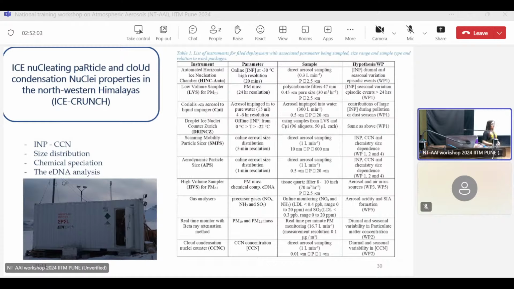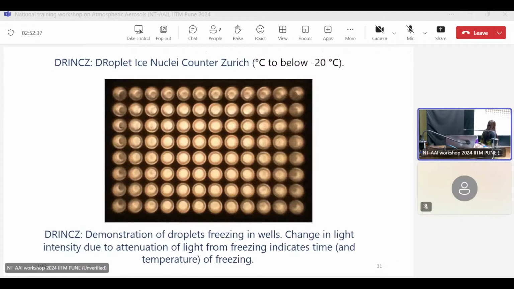It is in collaboration with ETH Zurich. Zamin Kanji and Christopher Dünner are the collaborators from ETH. And we are going to install all these instruments here. We are going to do INP, CCN, size distribution, chemical speciation, and EDX analysis. Zamin has experience of developing ice nucleation instruments, so he is going to bring his HINC, the horizontal ice nucleation chamber, and DRINCZ. In addition to other instruments, we are going to have these for 1 year in the Himalayan region, and we are going to have this comprehensive campaign called ICE CRUNCH.